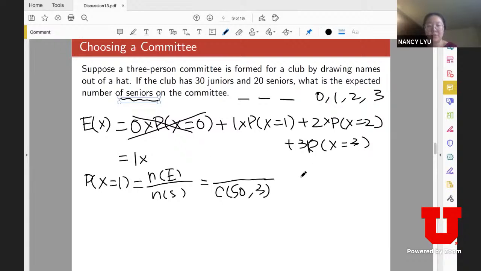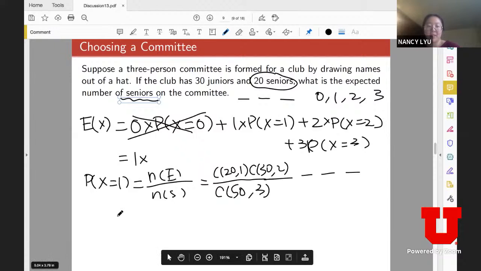So we want to choose 1 senior to be on the committee from the total of 20 seniors. That should just be 20 choose 1. And I also want to make sure the other 2 spots are occupied by the juniors, and that should be 30 choose 2. And this is your probability for getting 1 senior on the committee.